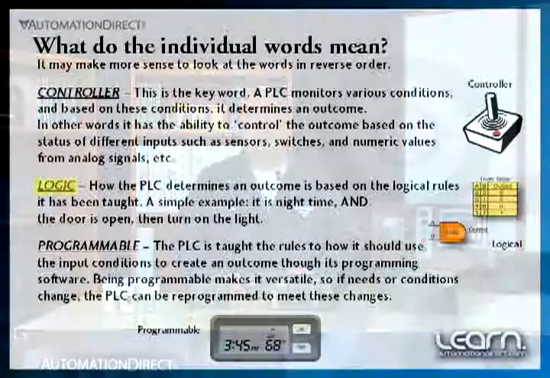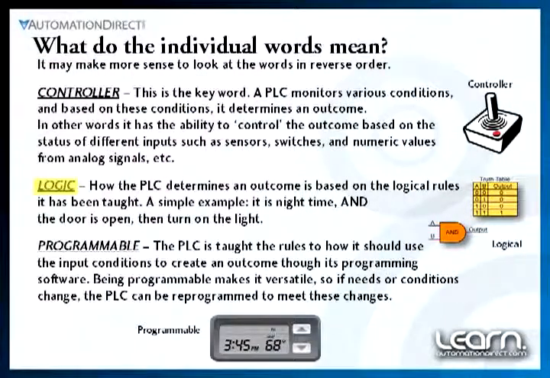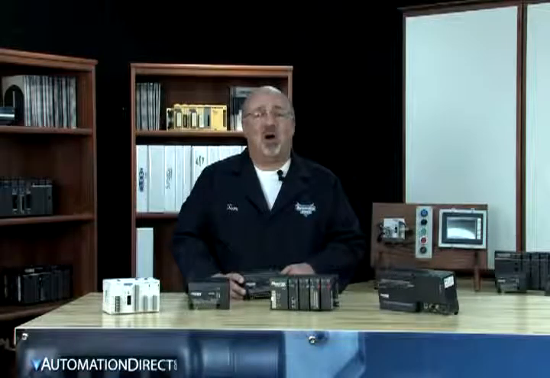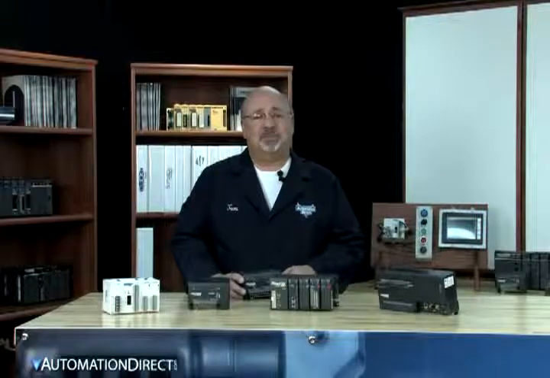Logic is how we treat the various conditions we monitor, which determines our final outcome. The decisions are based on logical rules that we teach the PLC by way of its programming software. A simple example might be that we detect someone has opened a door and it's nighttime, so a light is turned on so they can see where they are stepping.